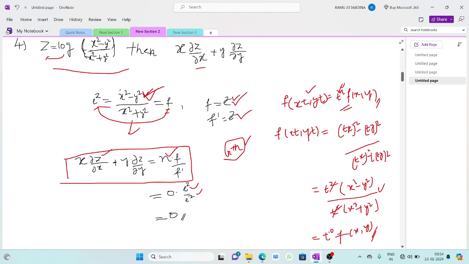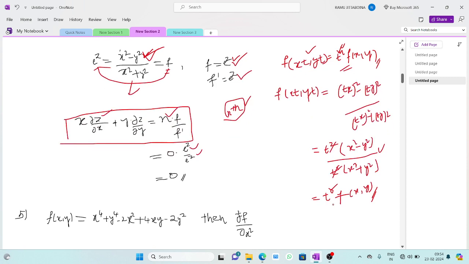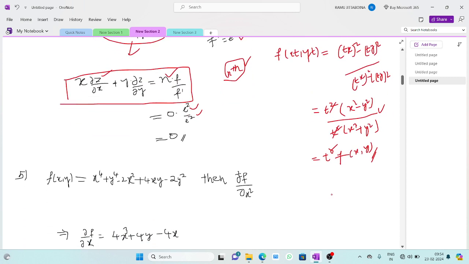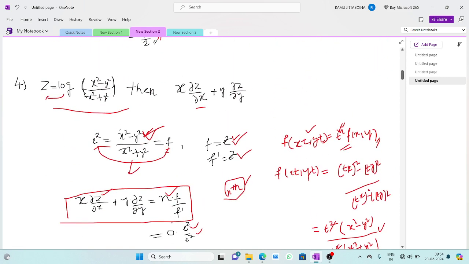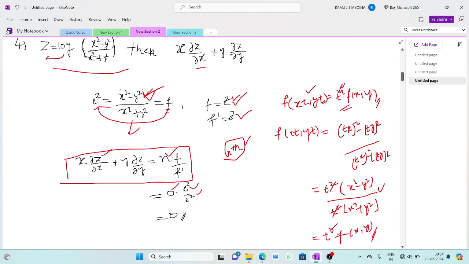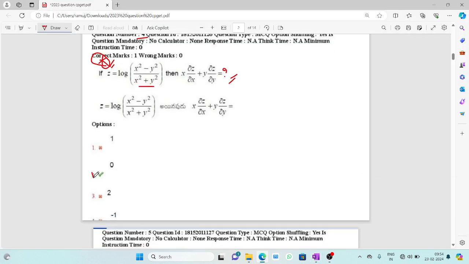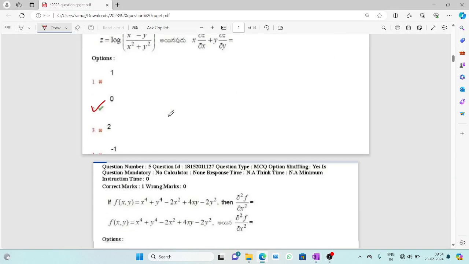So clearly we can see that the order of the homogeneous function is 0. That's why I've written n as 0. So the value of the whole function is 0, and that is the correct option for this question. So 0 is the correct answer for this fourth question.